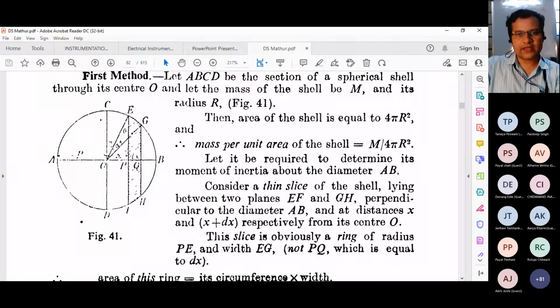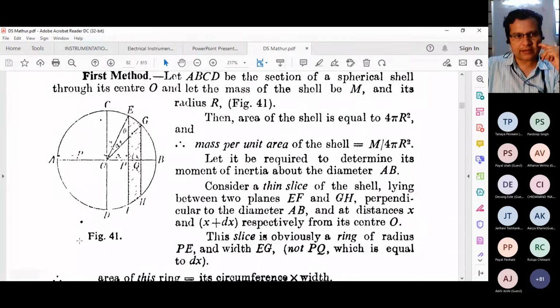We have done the ring and the disc, and similarly we need to do this for the spherical shell. We need to consider a spherical shell of mass m, and some section of that spherical shell. Geometrically, A, B, C, D is a section of that spherical shell. This is the diagram I'm talking about.